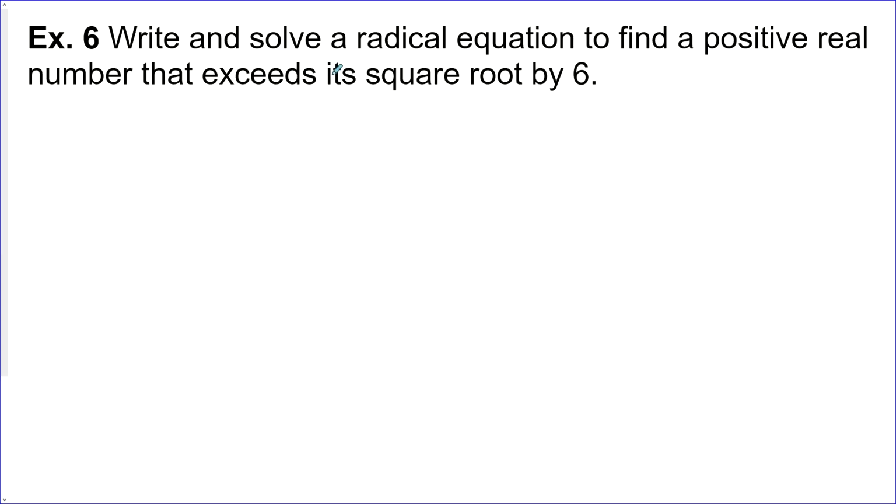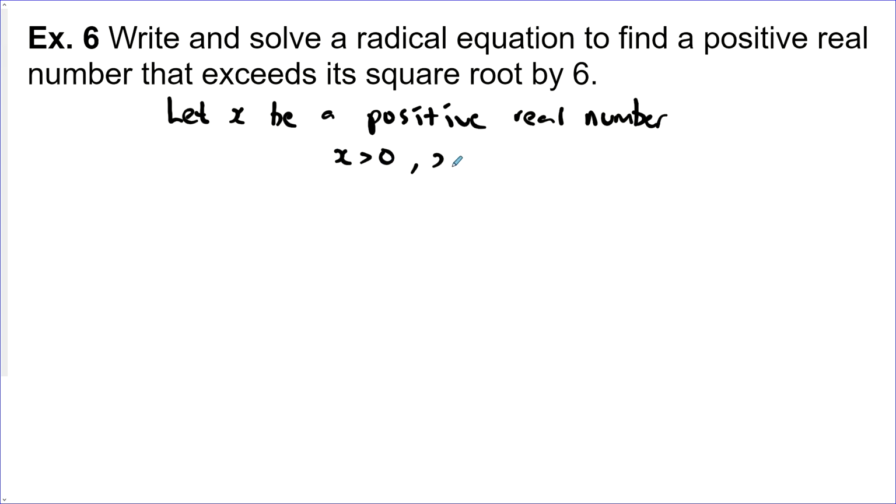Example 6, we want to write and solve a radical equation to find a positive real number that exceeds its square root by 6. So we need a variable. How about x? And it's a positive real number, or in other notation, it's greater than 0, and it's real. So we have a number here that is equal to 6 more than its square root. So let's isolate the radical. How about minus 6 on both sides?